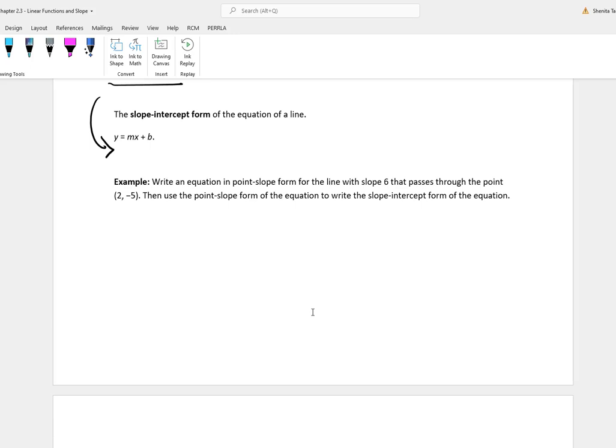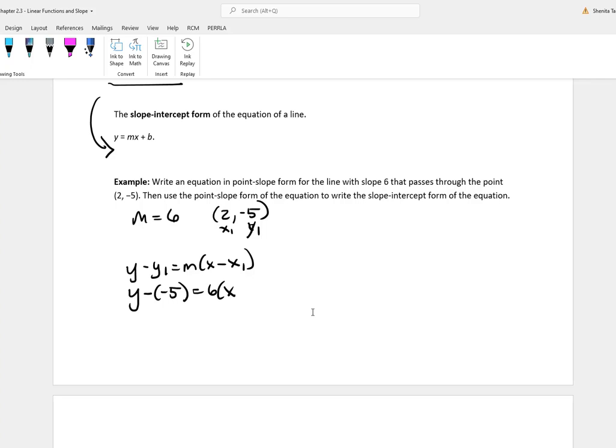So we're going to write an equation in point slope form for the line with slope 6 that passes through the point 2, -5. Then we're going to use the point slope form to write it in slope intercept form. So let's write out the information they gave us. They told us that m is 6, and they told us that the point is 2, -5. This is a y. Alright, so we're going to plug everything back into the point slope form. This will be y minus a -5 equal to 6 times x minus 2. We know a negative in front of a negative is a positive. Okay, so this is my point slope form.